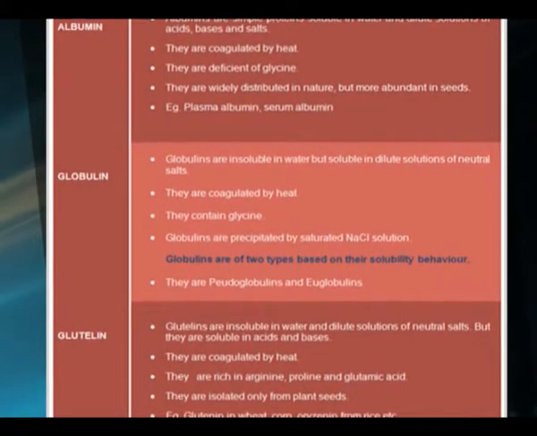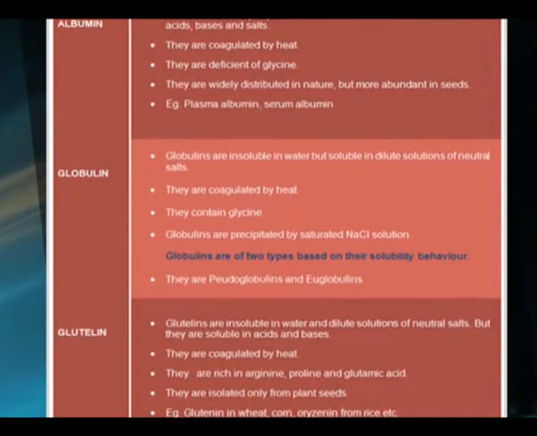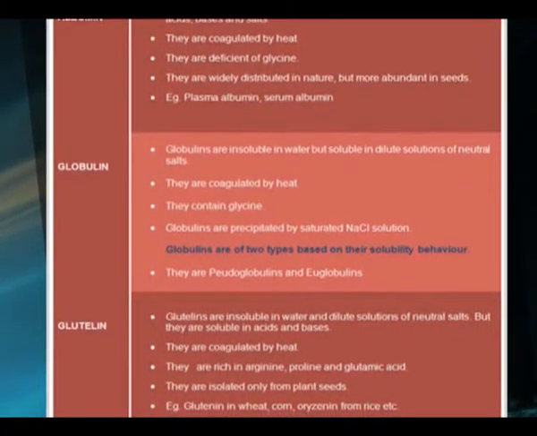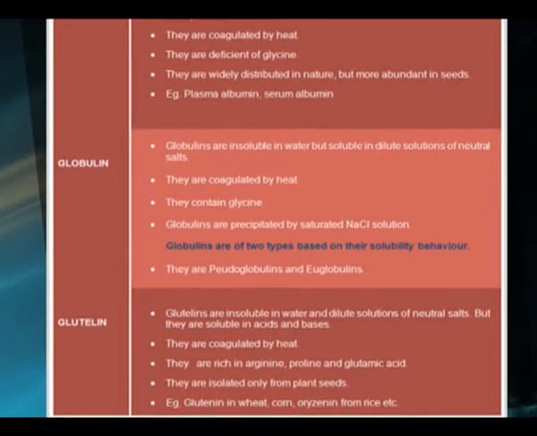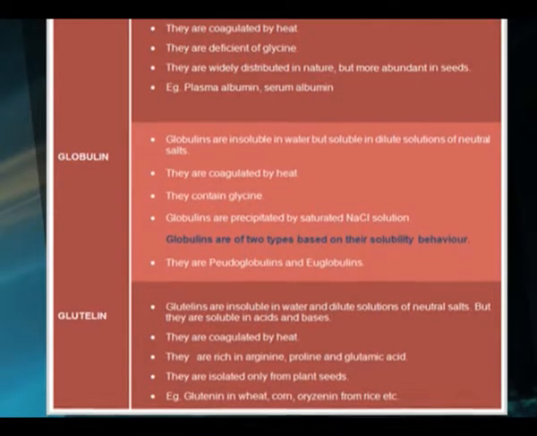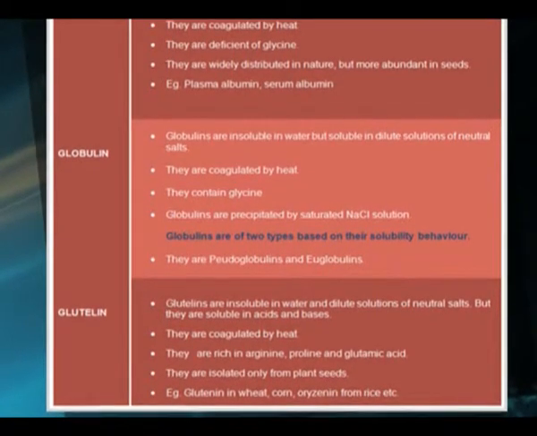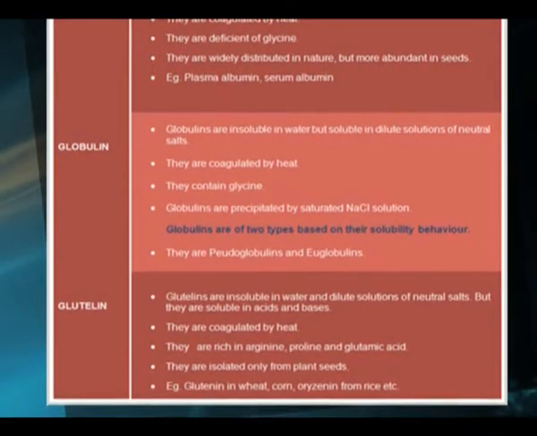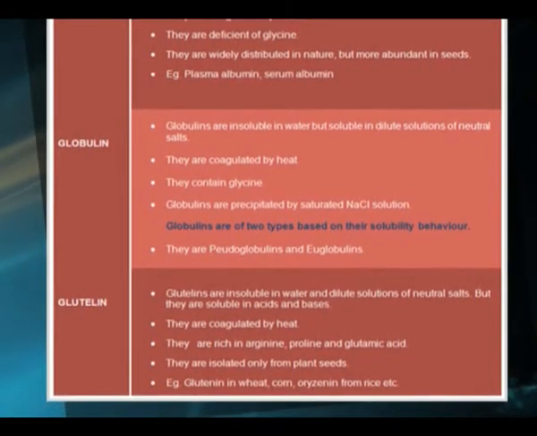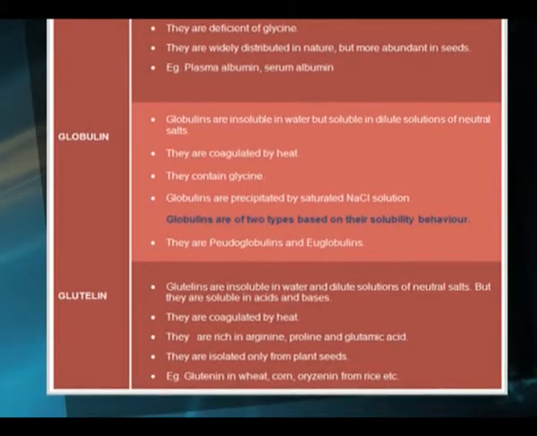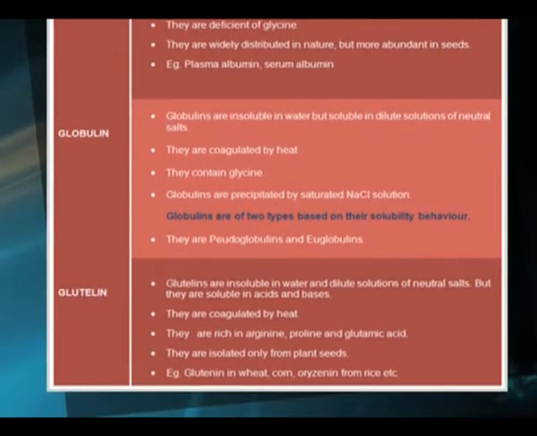Glutelin. Glutelins are insoluble in water and dilute solutions of neutral salts, but they are soluble in acids and bases. They are coagulated by heat and are rich in arginine, proline and glutamic acid. They are isolated only from plant seeds. Example: glutenin in wheat, oryzenin from rice, etc.